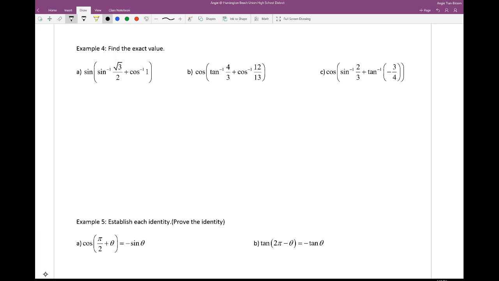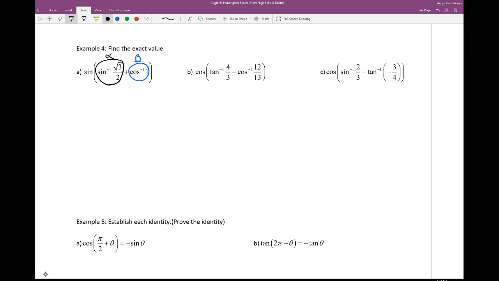Okay, so A, sine composed with sine inverse of radical 3 divided by 2 plus cosine inverse of 1. There are so many different ways of writing these or finding the answer for these. You don't feel obligated to do the way I do it. If you know another way that's easier for you, do that way. But the first thing I'm gonna do is let this one right here be alpha, and let this guy right here be beta, okay? So let's do alpha first.